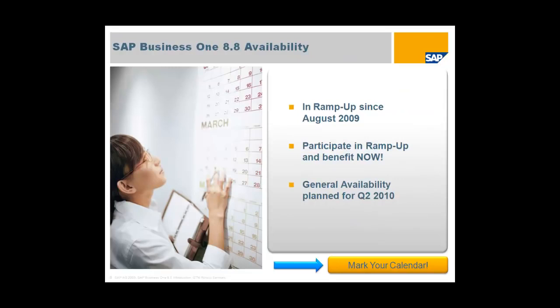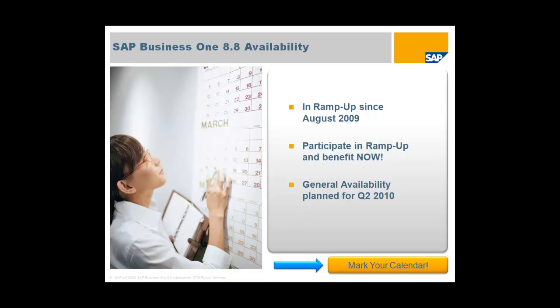So, we're coming to the end of this presentation, and you're probably thinking, all this sounds great, so how do I get my hands on SAP Business One 8.8? We've been in ramp-up since August 2009. For those organizations who've been participating in ramp-up, on behalf of everybody at SAP, I'd like to say thank you. The ramp-up process is now closed, but general availability of SAP Business One 8.8 is planned for the end of April 2010, beginning of May. So mark your calendar, speak to your SAP Business One partner, and get on their calendar to start the upgrade process.